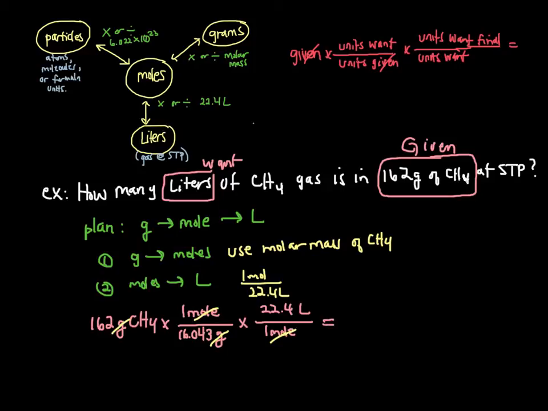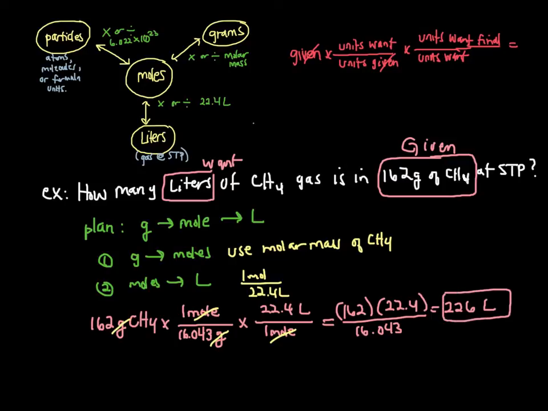So if we do the math, we're going to end up taking 162, multiplying it by 22.4, and dividing by 16.043. So you can leave the ones out because anything multiplied or divided by 1 is itself. And the answer we get is 226 liters of CH4 gas.